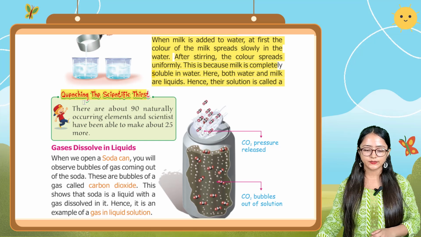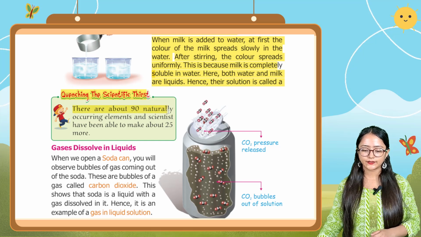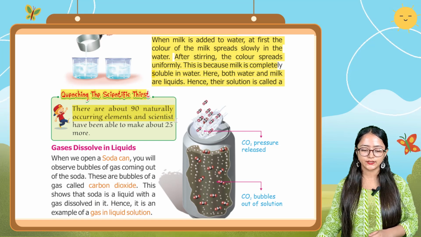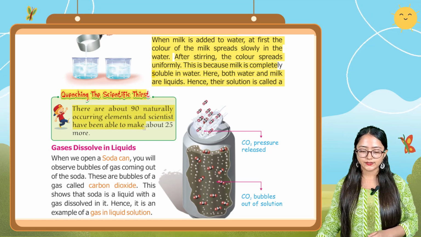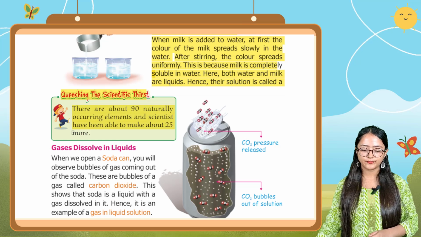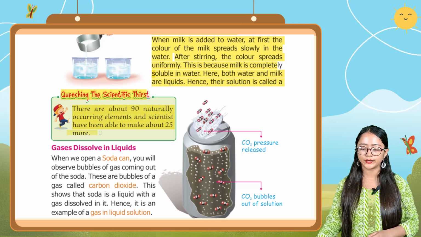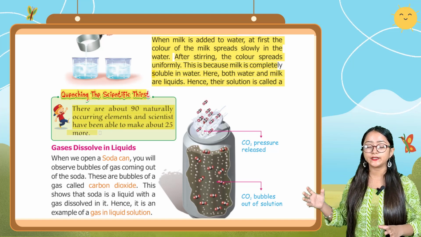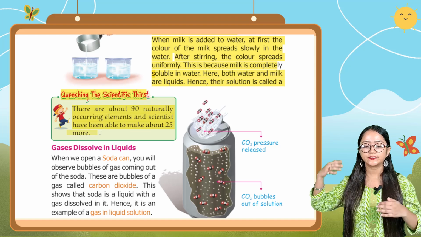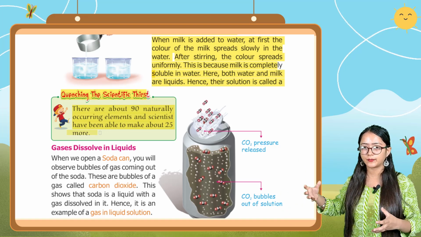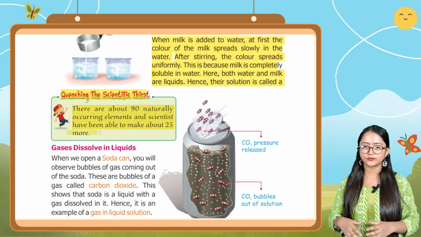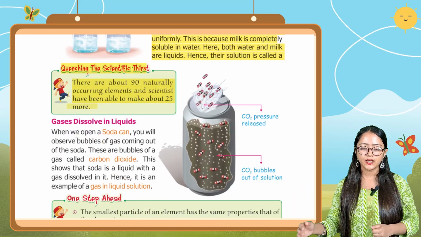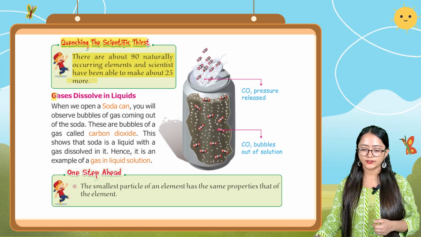Okay, now here comes the next point, quenching the scientific thirst. It is saying there are about 90 naturally occurring elements, and scientists have been able to make about 25 more. So scientists are researching and making about 25 more elements.